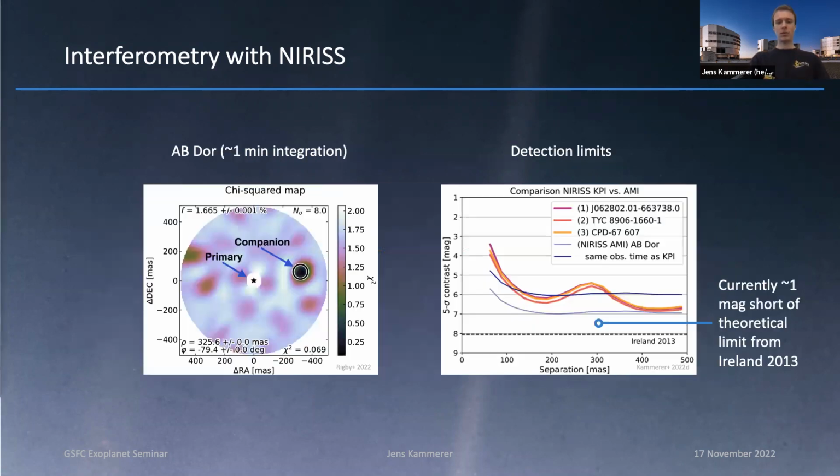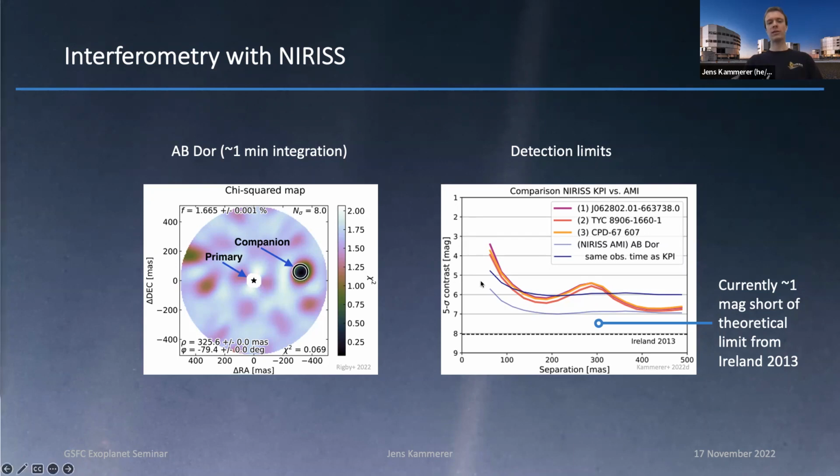So I think I'm just going to continue with what we have seen in the commissioning observations. In commissioning, we observed the AB Dorado system, which has also a well-known stellar companion at a separation of about 300 milliarcseconds or so, and a contrast of about 1.6%. You can see this popping up as a clear detection here in our commissioning observations in just about 1 minute of integration or so.